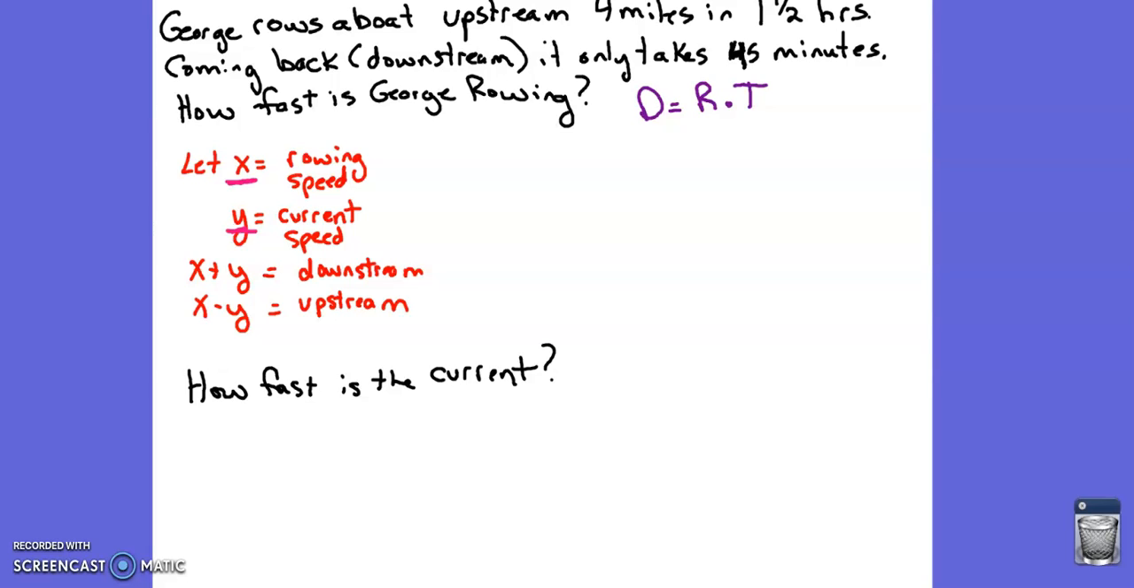So George first started rowing upstream. And notice the formula is r times t. So the rate that he was going upstream is x minus y. That's what we figured here, the rate of going upstream. And then we're going to multiply it by the time, which, going upstream, took 1.5 hours. So we're going to do 1.5, or as a fraction, 3/2. And we know the distance is 4 miles.